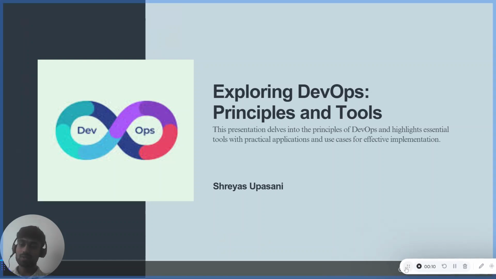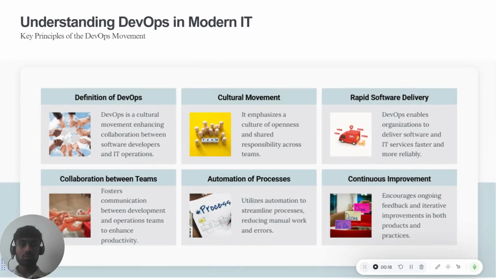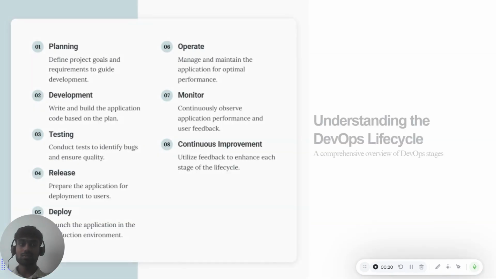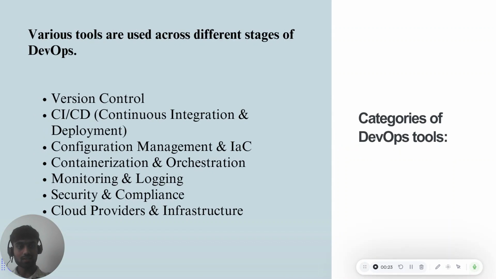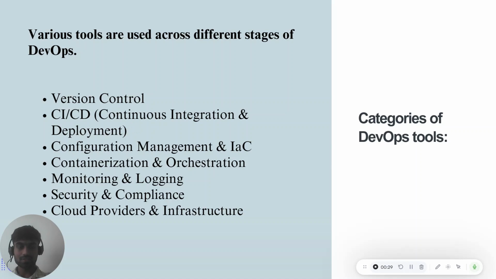So in the last part we covered the various tools under DevOps, the main three categories. Today we are going to start the next remaining four categories. In the last video we covered version control, then CI/CD, continuous integration and continuous deployment, then containerization and orchestration. So let's start with the video.